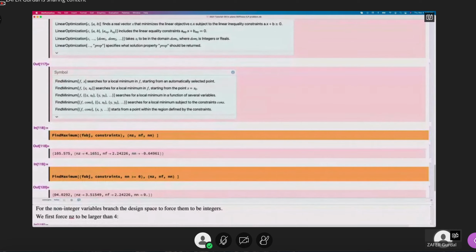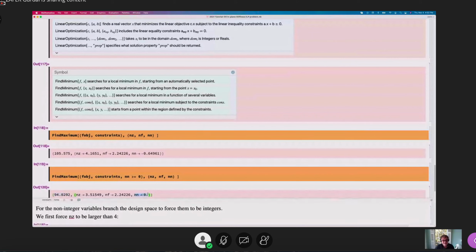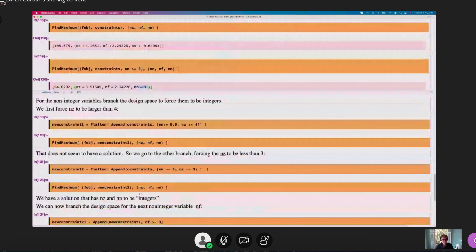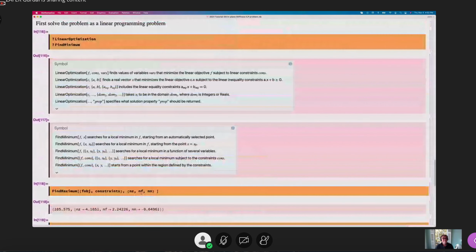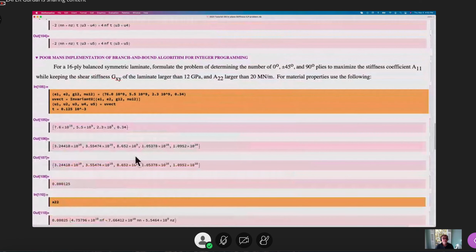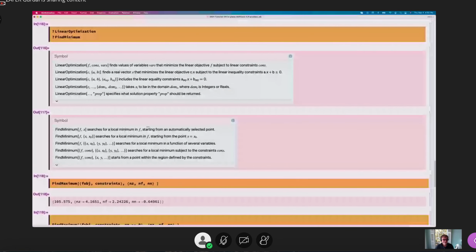And I get the number of zeros is 3.51 and 2.24. This is continuous optimization, not integer numbers. The number of 90s is actually 0. So we need to do branch and bound to find an integer solution. Now, let me put a poor man's implementation of branch and bound there, yes.